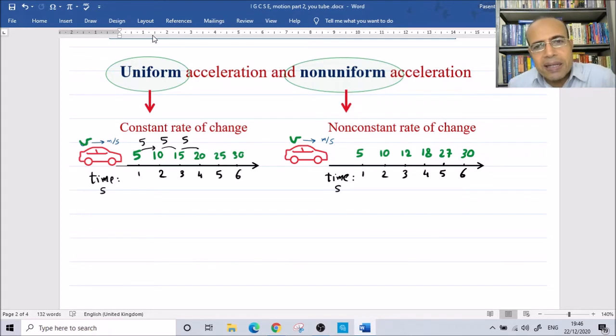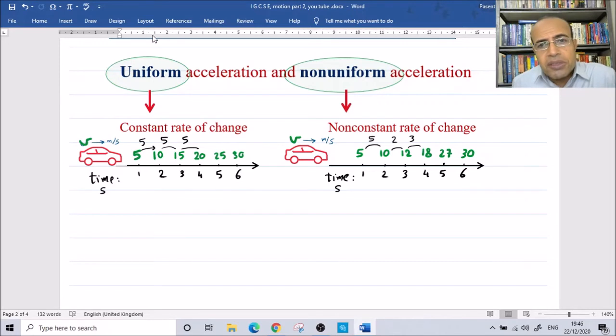But look at the second example here. The velocity at the first second is 5, at the second it is 10, so it increased by 5. At the third second it's 12, increasing by 2. And then 18, increasing by 3. So this is not a constant rate of change. The velocity increases, but without a constant rate.